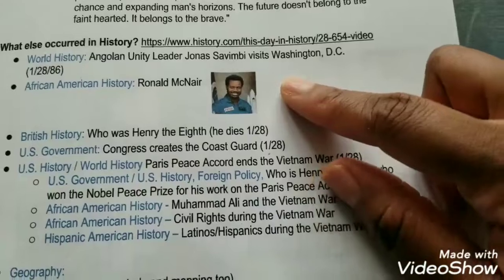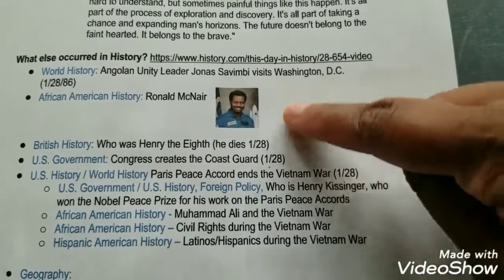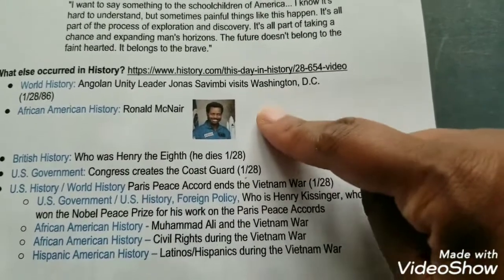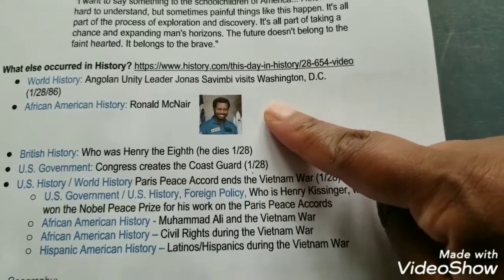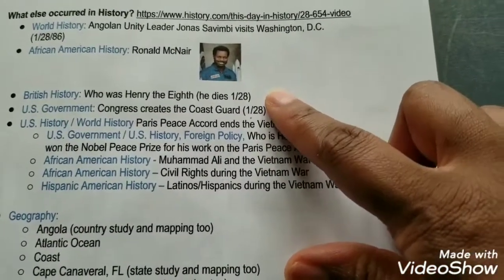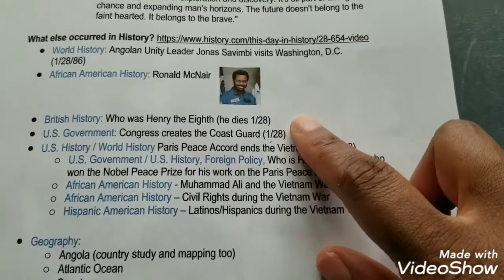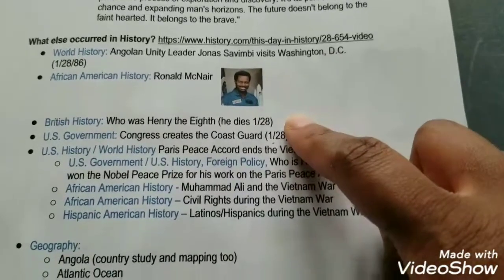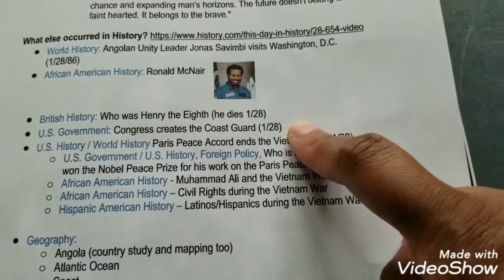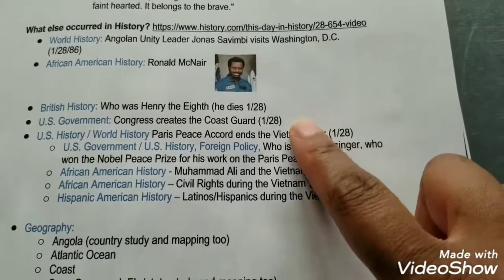We're also going to talk about one of the astronauts that was actually there and who actually lost his life. He was part of the Challenger crew. That's African American history. British history. On January 28th, but not specifically in 1986, obviously, Henry VIII died. Who is Henry VIII? We'll dive into that. British history. On January 28th, again, not in 1986, but on that day, Congress created the Coast Guard.